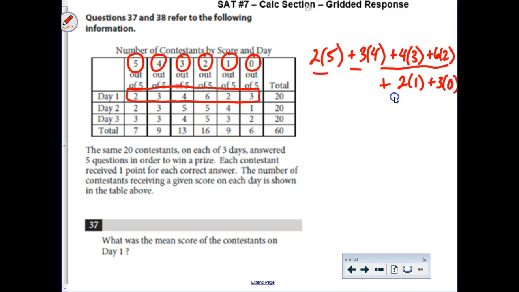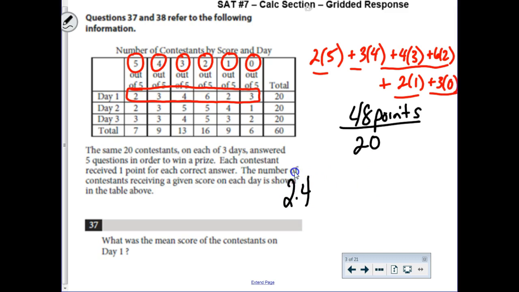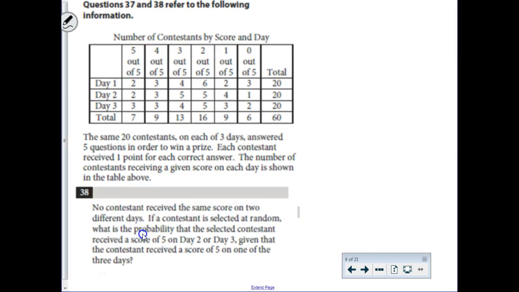Can y'all add that for me? So what you're finding is the total number of points that were scored throughout day 1. What is it? 48? Okay, so 48 points scored by how many people? 20 contestants. So the average score was 2.4. Now this was on a calculator test, so you could have entered data into your list. I just don't think that would have been worth your time. And 2.4 is a good way to bubble it in.